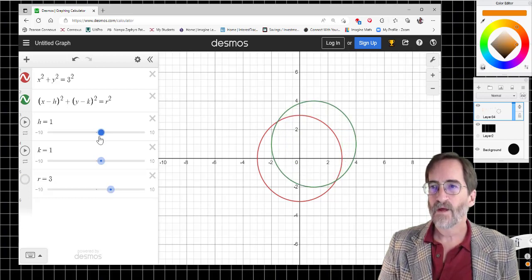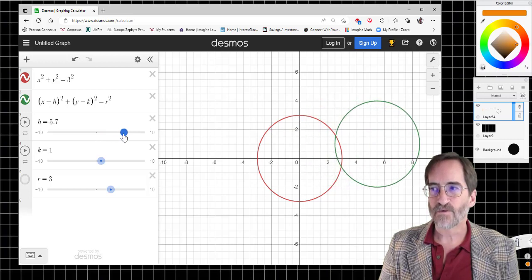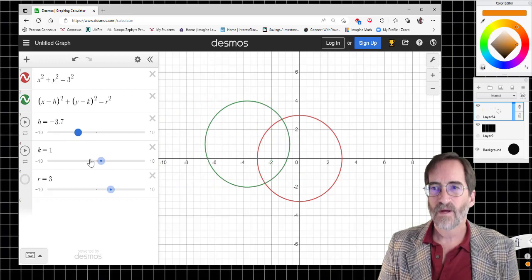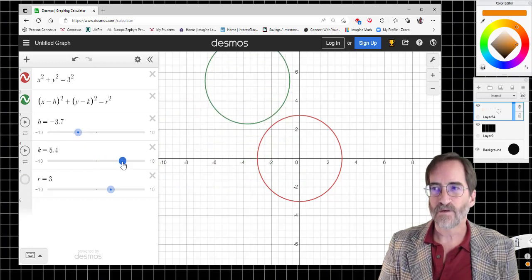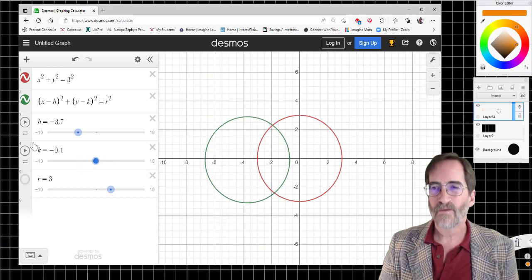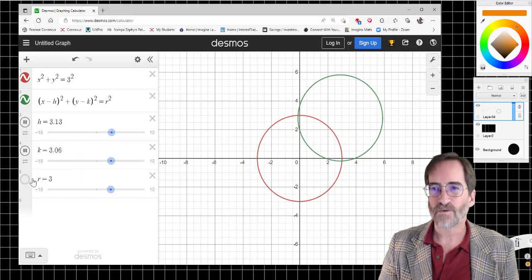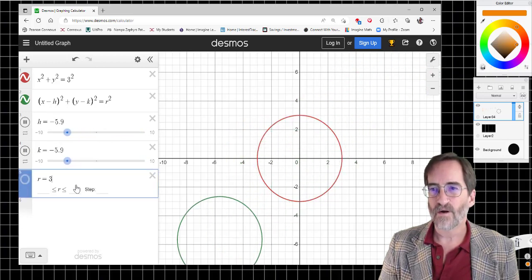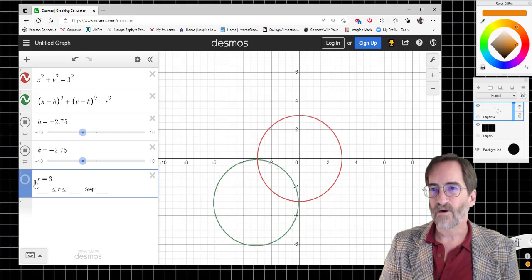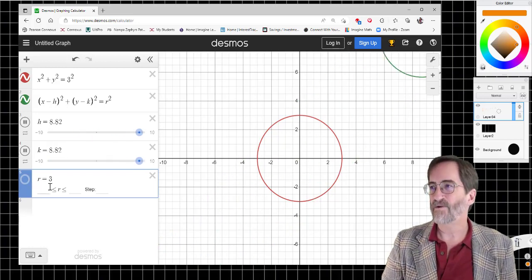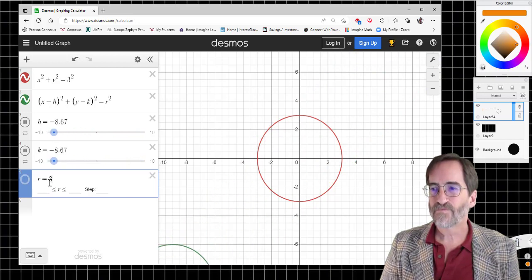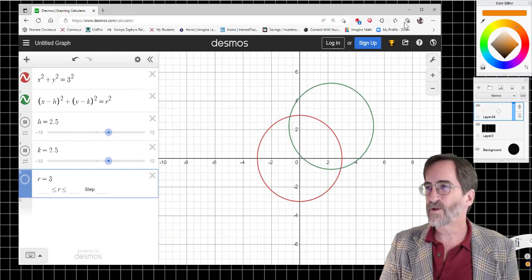Now as h gets bigger, the circle moves right. As h gets smaller, the circle moves left. As k gets bigger, the circle goes up. As k gets smaller, the circle goes down. And we can use this to cause the circle to dance all over the place. And if we bring in r here, we can also make r dance, though it's not allowing me to for the moment for some reason. All right. So that's the relationship.